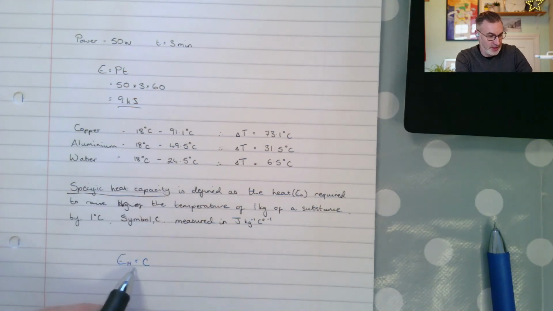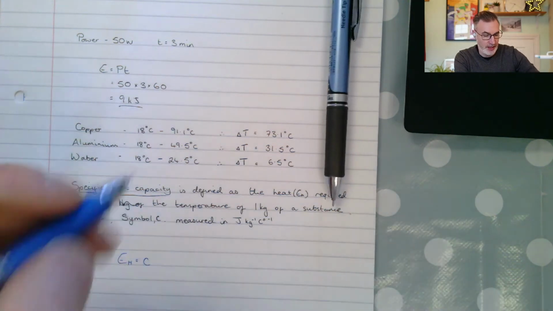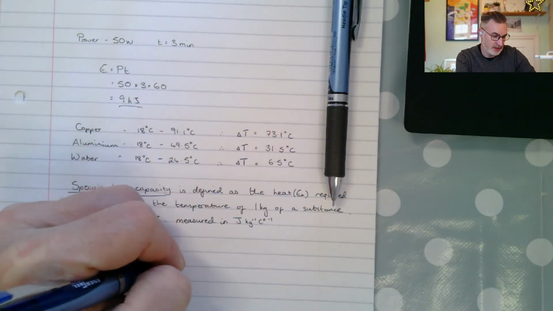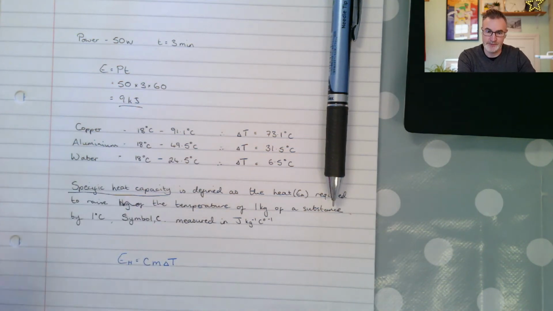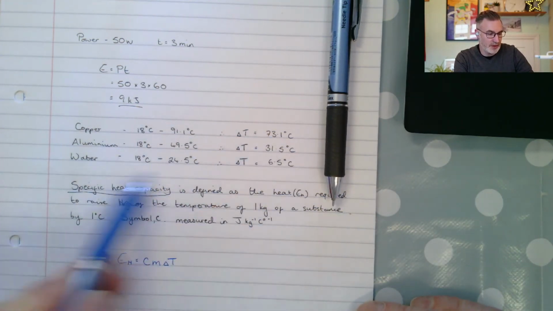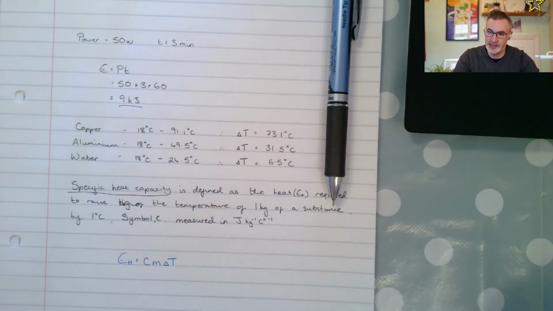And so we have EH is equal to C, specific heat capacity, M, which is the mass, delta T. So C m delta T. And we'll look at a couple of worked examples, and we'll come back to this and we'll actually work out the specific heat capacities of these three materials in a later worked example.